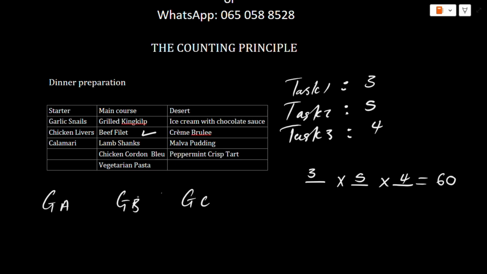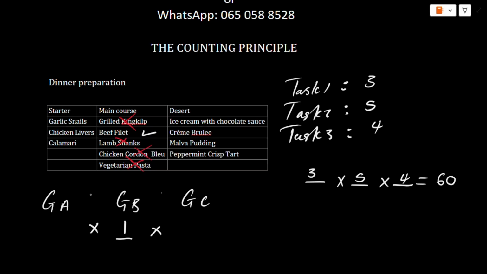Now, in the main course, which is Group B, all these other teams, your grilled king crab, chicken cordon bleu, and vegetarian pasta, think of them as teams that have been knocked out. Let's scratch them out with a red color. The only team that is remaining is the beef fillet. How many choices do we have, given that all these other 4 teams have been knocked out? We have only one choice. Remember, for each we write a line multiplied by the other 2.